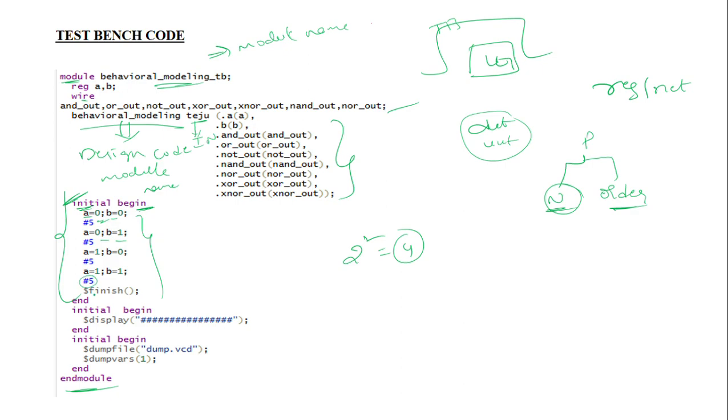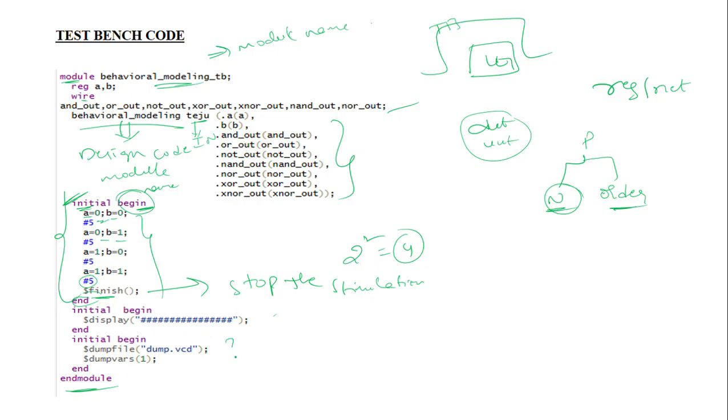So after a 5 second delay, I finish. Why do we write finish? It is to stop the simulation for that particular period; there is no need to continue the time period like this. So I have to finish that. For this begin statement, I use the end keyword here. If you want to display anything, then in initial begin you can display anything.